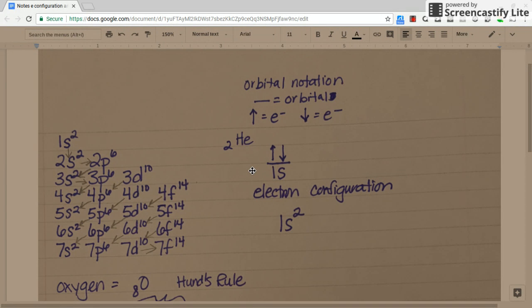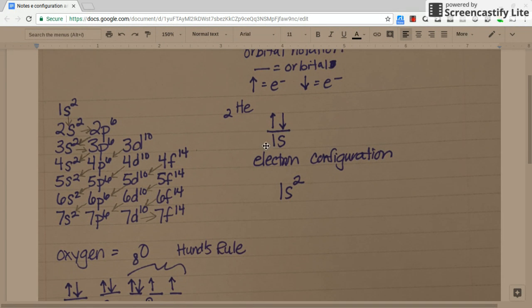The other way you can write this is with the electron configuration. It's basically just a shorter way of writing this. It doesn't show the spins of the electrons. First, I write my sublevel, 1s, and then instead of lines and arrows, I just put a 2 to show that there are 2 electrons in the 1s sublevel.